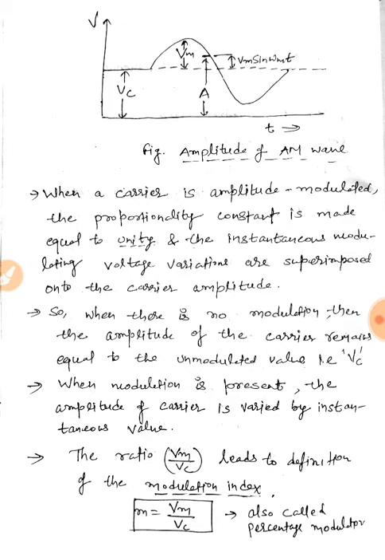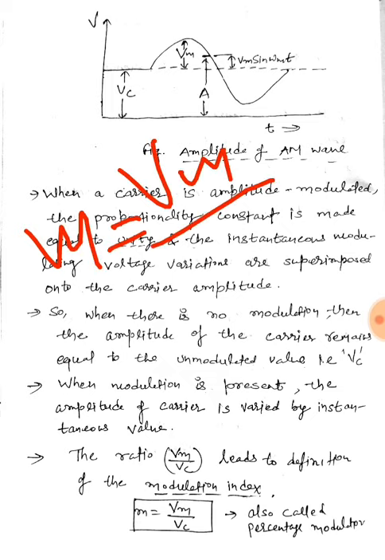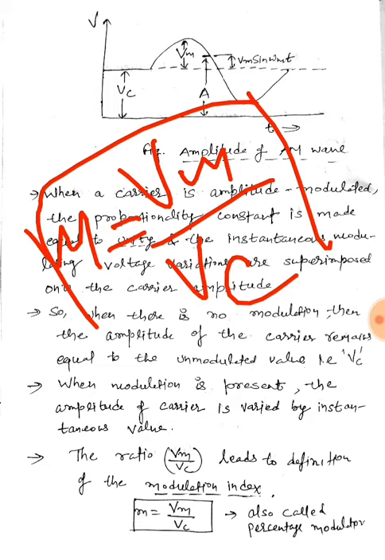So here one more term comes into the picture, which is the modulation index. The modulation index M can be defined as Vm upon Vc, that is the ratio of the modulating message signal to the amplitude of the carrier signal Vc. So Vm upon Vc is our modulation index. It is also called percentage modulation.